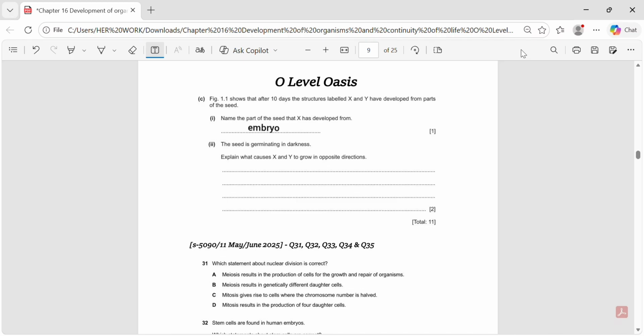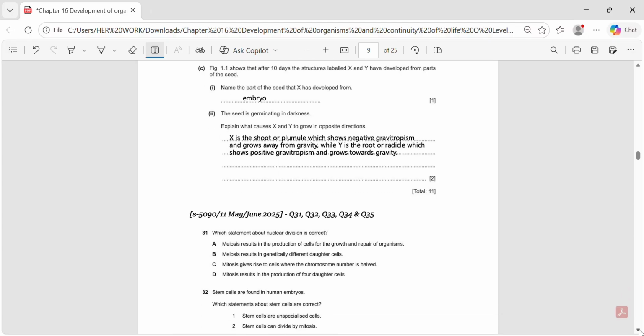Then Part 2 says, the seed is germinating in darkness. Explain what causes X and Y to grow in opposite directions. In simple understanding, this is asking about the growth responses of roots and shoots. The answer is X is the shoot or plumule which shows negative gravitropism and grows away from gravity, while Y is the root or radicle which shows positive gravitropism and grows towards gravity. This means that even in darkness, the plant responds to gravity. The root grows downward towards gravity to anchor the plant and absorb water, while the shoot grows upward away from gravity to eventually reach light.